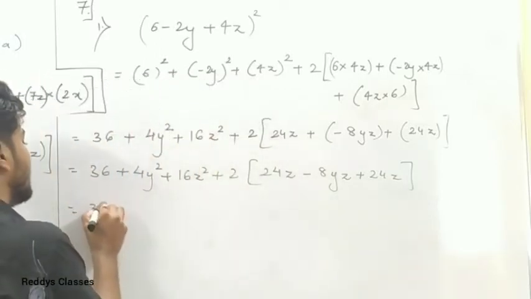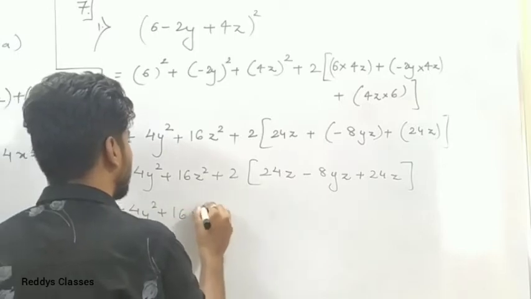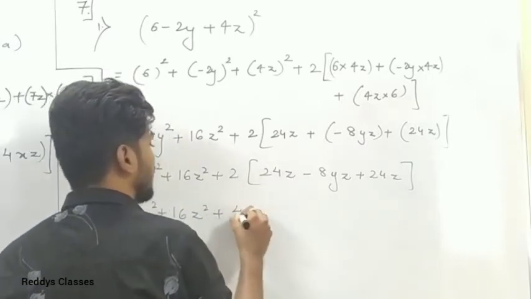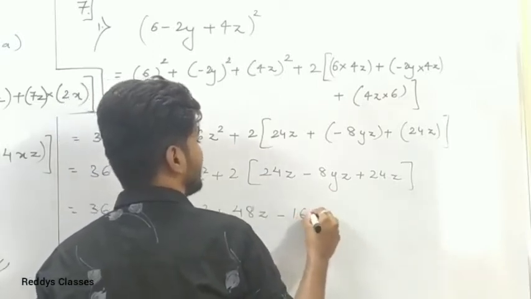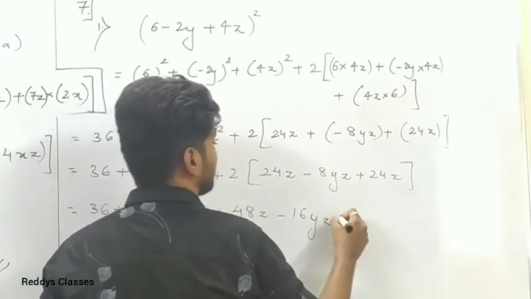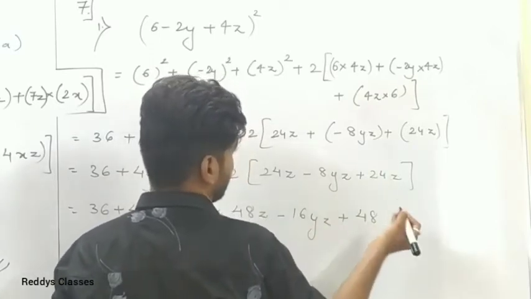Now let us solve this. 36 plus 4y square plus 16z square, plus 24 twos are 48z, plus minus 8 twos are 16yz, plus 24 twos are 48. Once again we have what?